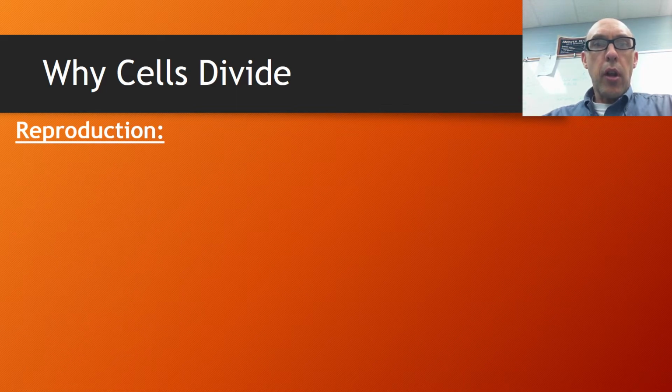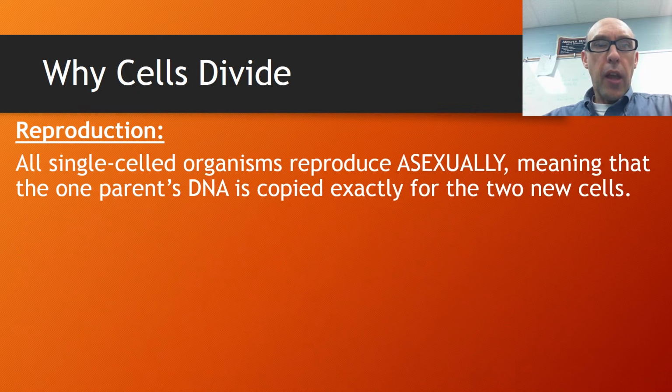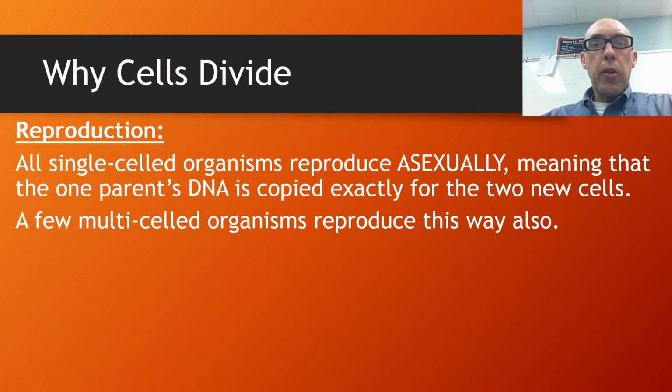There's three reasons. The first one is reproduction, and reproduction focuses on single-celled organisms primarily. So, a single-celled organism reproduces asexually, which means that one parent's DNA is copied, and once it's got two identical copies, the cell divides in half. Each of the new cells gets a full copy of the DNA. There's a limited number of multicelled organisms that can also reproduce this way. They tend to be quite small.